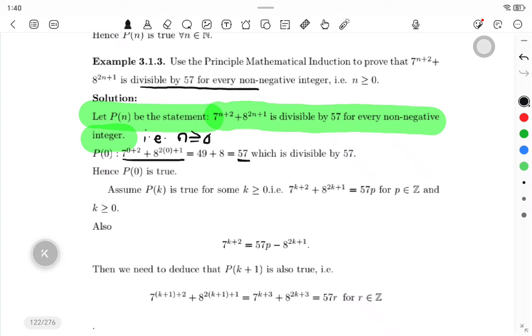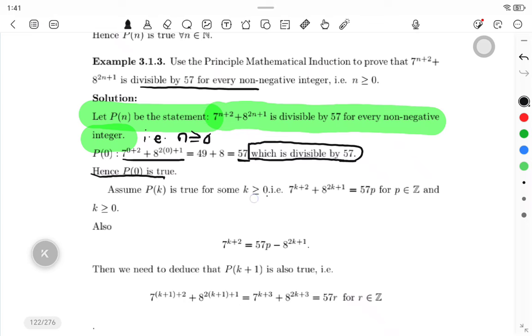You must always write this, which is divisible. As long as you're on these ones of divisible or multiple of, you must write it's a multiple of, which is divisible by. Now, we do this. From here, we assume that P of k is true for some k. Remember I said that here if they say n greater or equal to 0, you must come and say k greater or equal to 0.